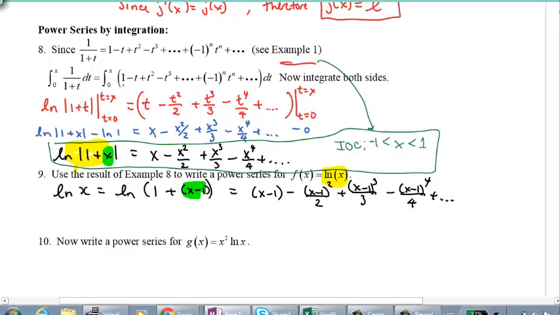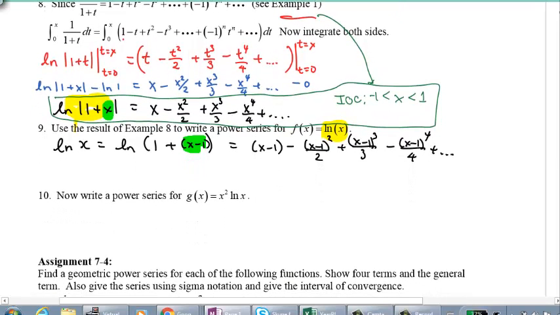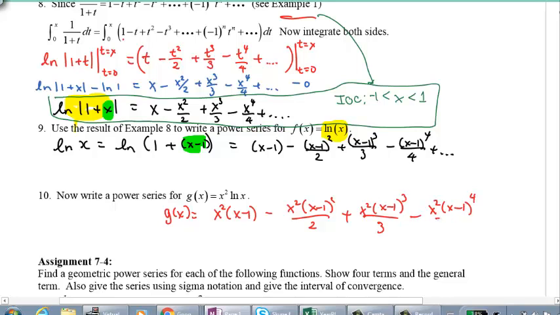And how about the power series for now g of x, which is x squared times natural log of x? Well, I now know what natural log of x is. That's just from number 9. So I'm just going to take whatever I got from number 9 and multiply every single term by x squared. So this becomes now x squared times x minus 1, minus x squared times x minus 1 squared over 2, plus x squared times x minus 1 to the power 3 over 3, minus x squared times x minus 1 to the power 4 all over 4, and so on. Get the idea?